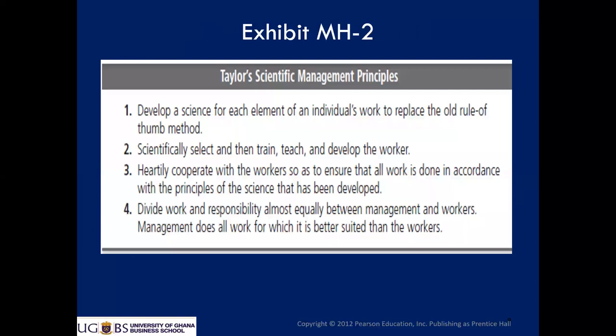the way? Okay, so if we are summarizing Taylor's principles, we can summarize them in these four. Develop a science for each element of an individual's work to replace the old rule of thumb method. Okay, so this is how we do it. Scientifically select and then train, teach, and develop the worker. Heartily cooperate with the worker so as to ensure that all work is done in accordance with the principles of science that has been developed, and divide work and responsibility almost equally between management and workers. Management does all work for which it is better suited than the workers. So these are the principles that Frederick Taylor espoused.